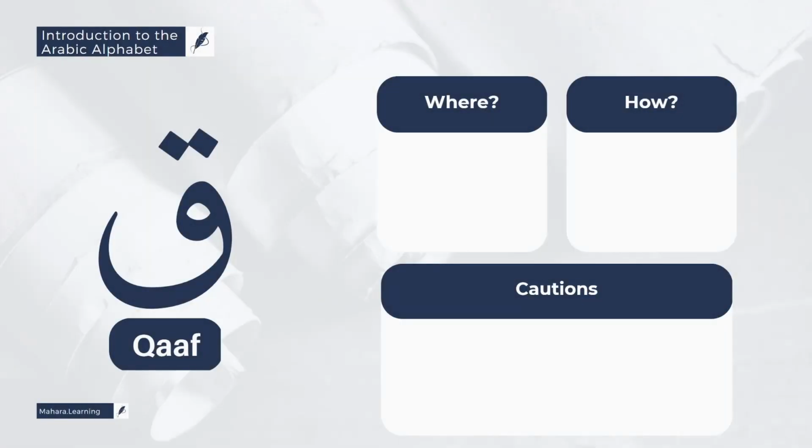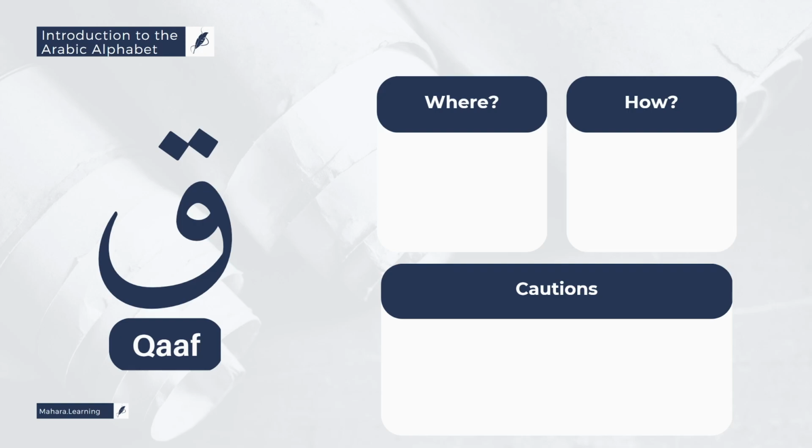The next letter from the letters of the Arabic alphabet is the letter Qaaf. The letter Qaaf comes from the lisan, the tongue, and more specifically, the furthest part of the tongue with what corresponds to it from the roof of the mouth, the soft palate.